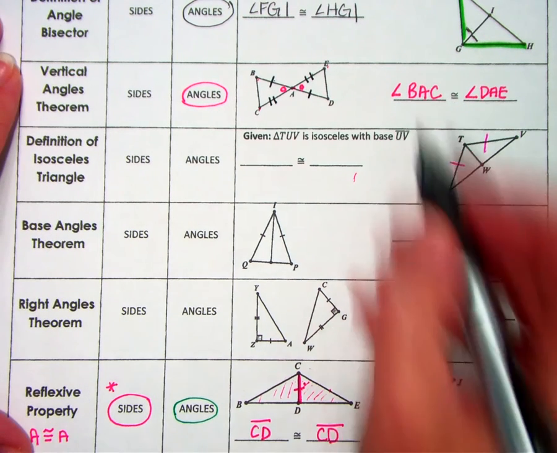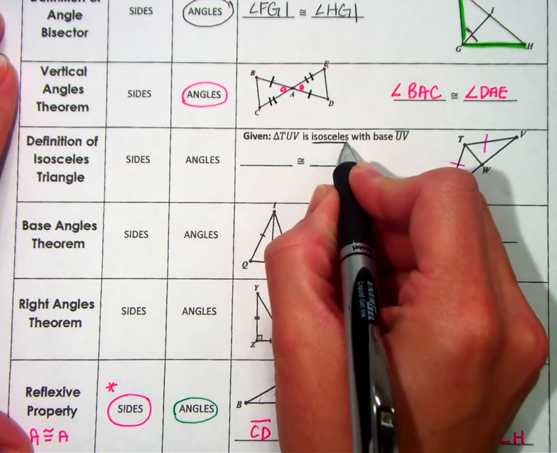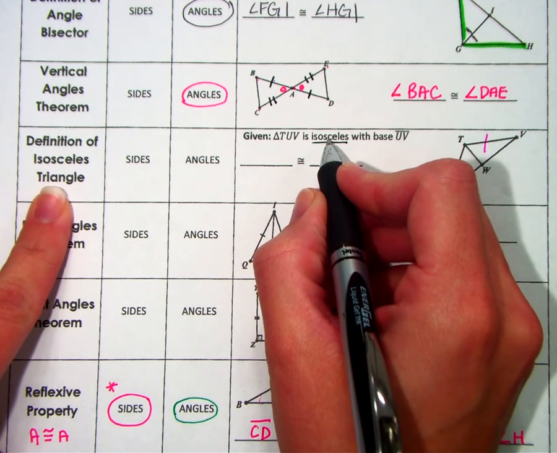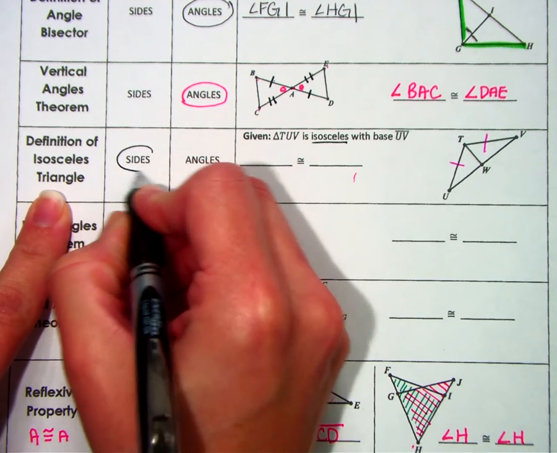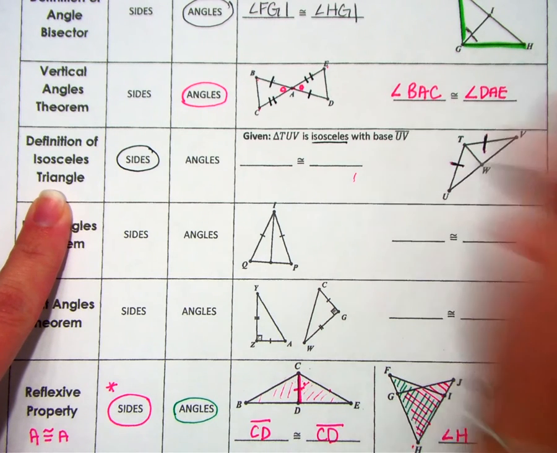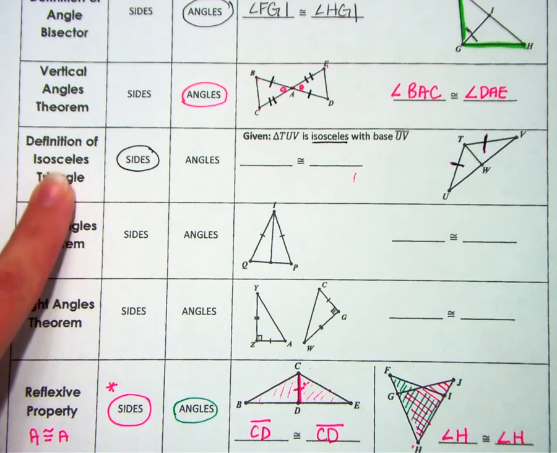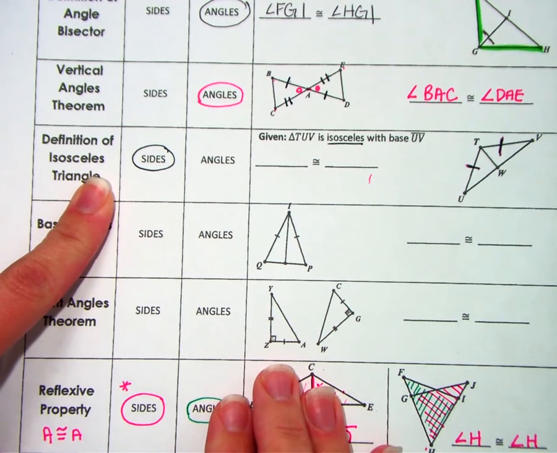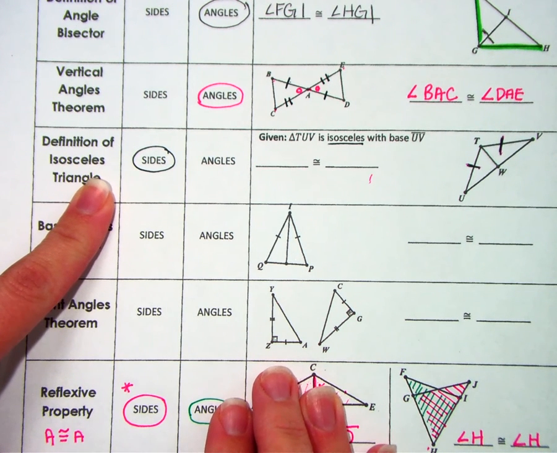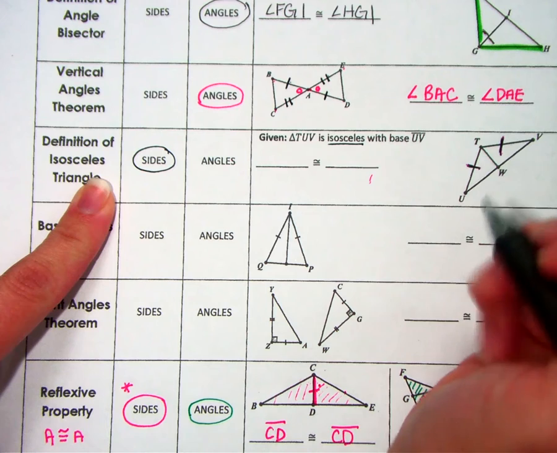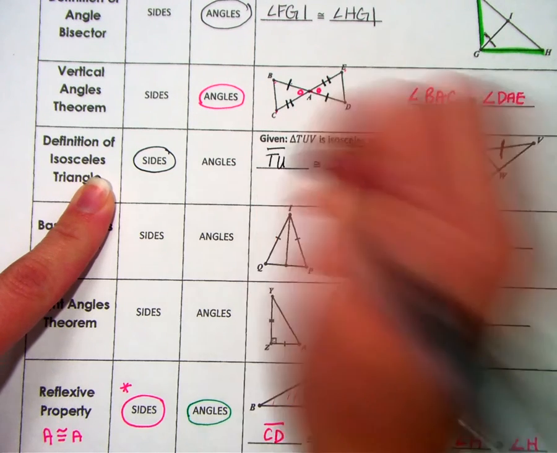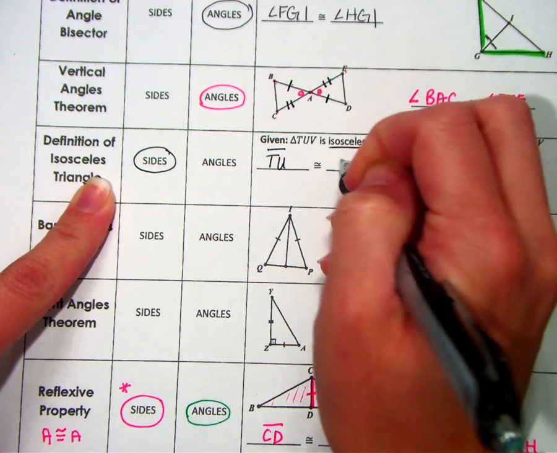So, definition of isosceles. If you're given that you have an isosceles triangle, the definition of isosceles is that the triangle has two congruent sides. So we're going to mark the sides of the triangle congruent by definition of isosceles. Those sides specifically are TU congruent to TV.